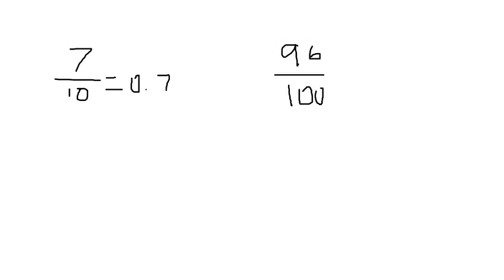So as you can see, turning fractions into decimals is pretty easy. Let's say 7/10 will be 0.7, 7/10. 96 over 100 will be 96 hundredths or 0.96.